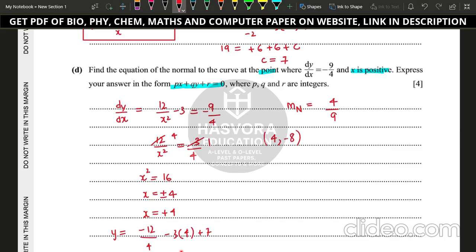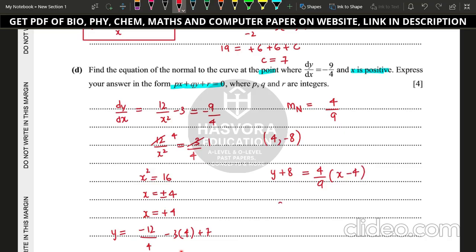The gradient is 4 by 9. Now let's apply the equation y minus y1 is equal to m into x minus x1. So y minus minus 8, it will become plus 8, is equal to m, which is 4 by 9, into x minus x1, x minus 4.